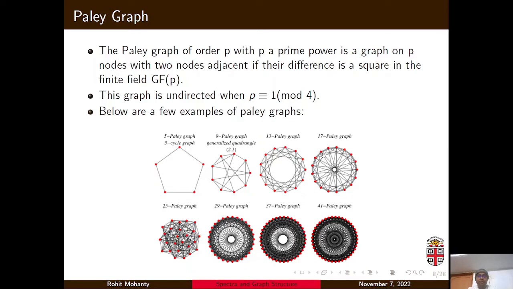Below are a few examples of Paley graphs. As you can see, this is a 17 Paley graph and this is a 13 Paley graph. All of these orders of Paley graphs are prime powers.